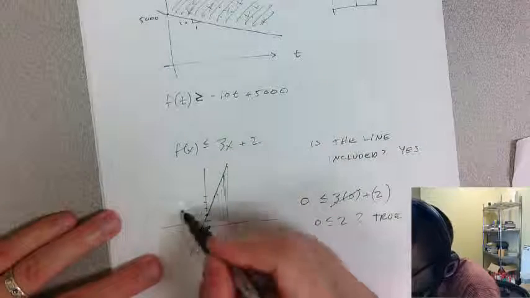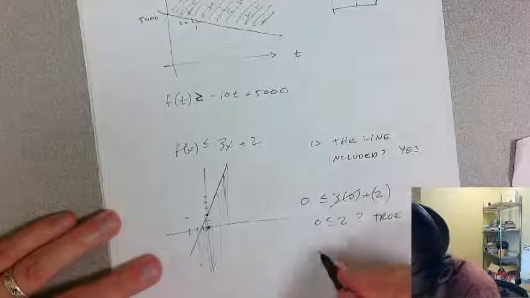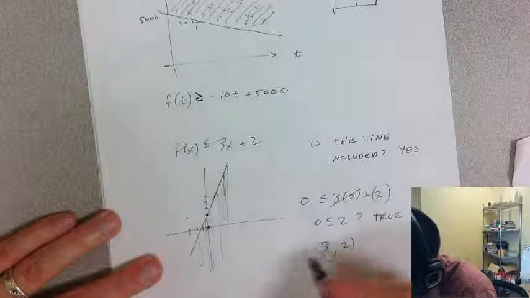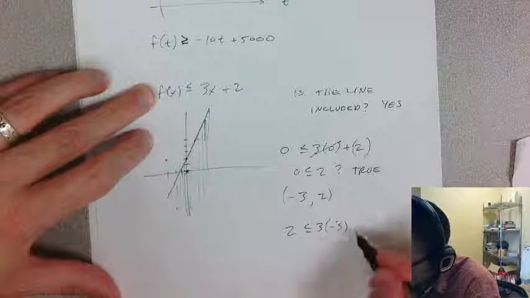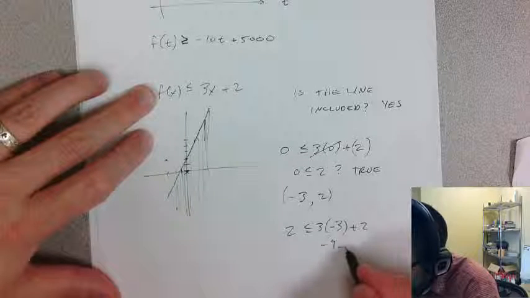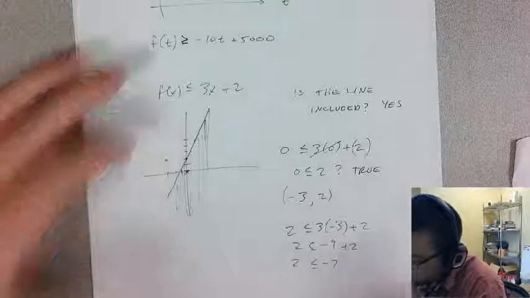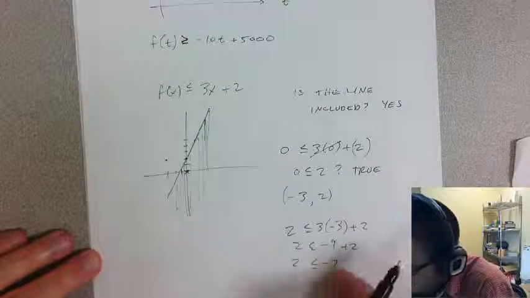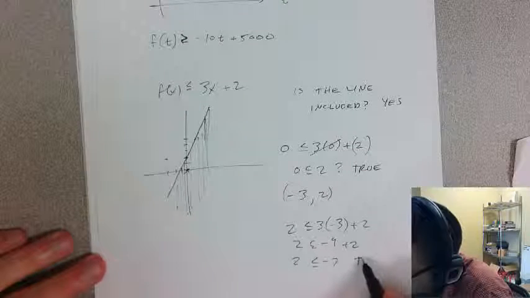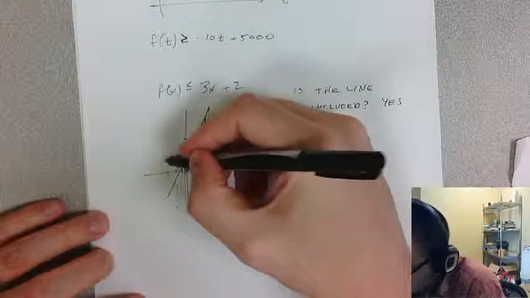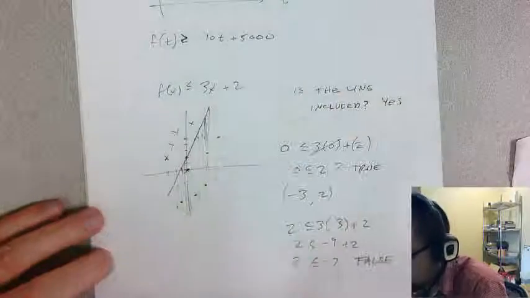Anything on this side of the plane is included. If I picked a value over here, for example, negative 3, 2, so negative 3 for x and 2 for f of x, is 2 less than or equal to 3 times negative 3 plus 2? 3 times negative 3 is negative 9, plus 2 is negative 7. So is 2 less than or equal to negative 7? No, negative 7 is actually not greater than, it's less than, because you do not want to be in debt by $7. You would rather have $2. So this is false. So you would find out that all the values over here would be false, and all the values over here would be true. Instead of writing all those points, we just shade this whole area.